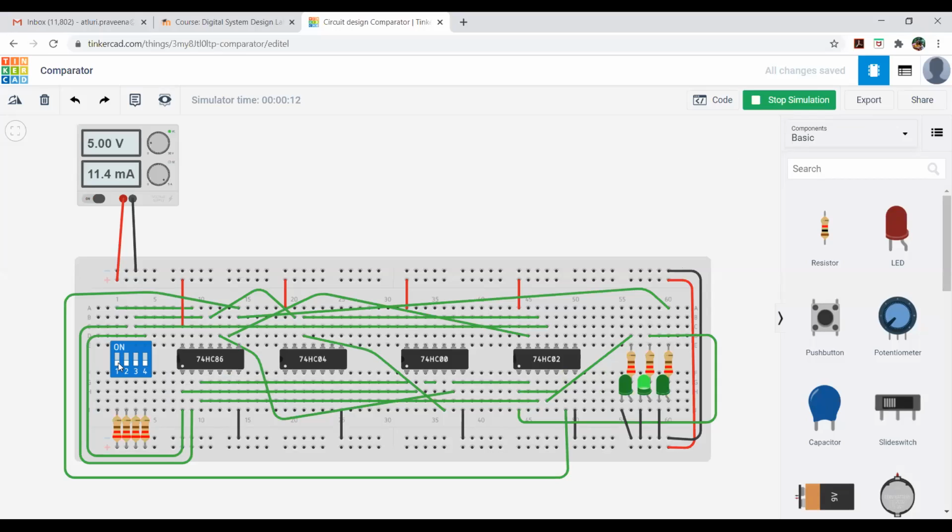Now let me make A1 A0 as 1 0. So A is 1 0 and B is 0 0. Now A is greater than B. Now if I make B also 1 0, then again both are equal. Now if I make B as 1 1, so A is 1 0 and B is 1 1. So now A is less than B. So this is how you need to verify the operation of your 2-bit comparator which you have designed.